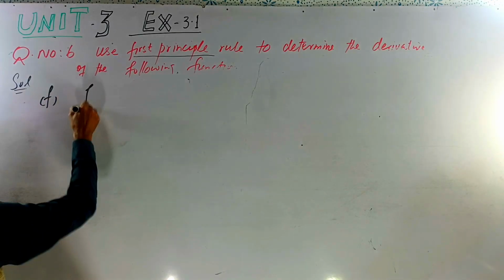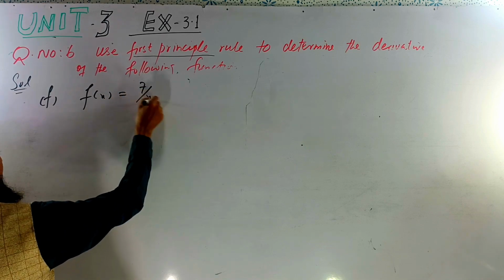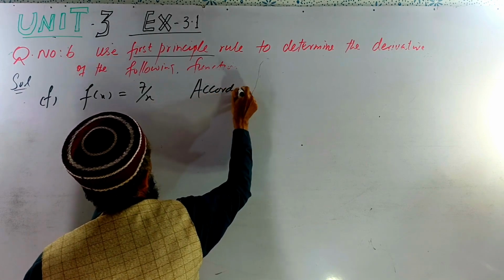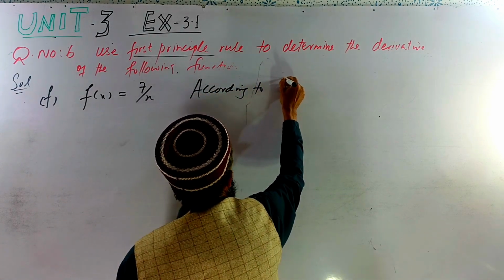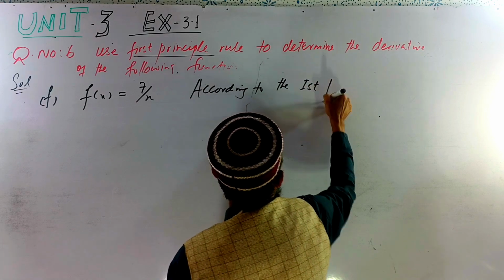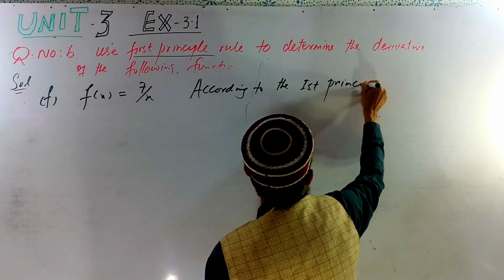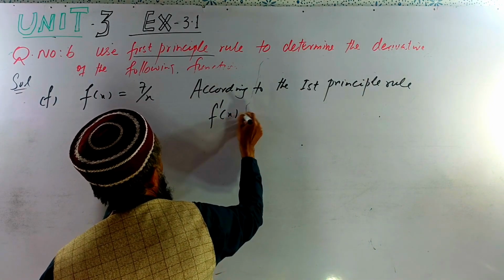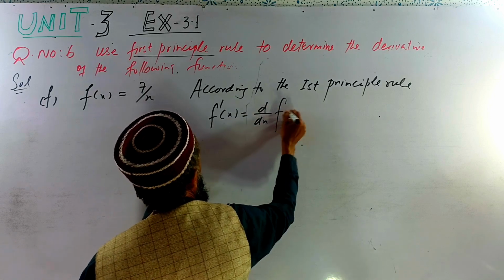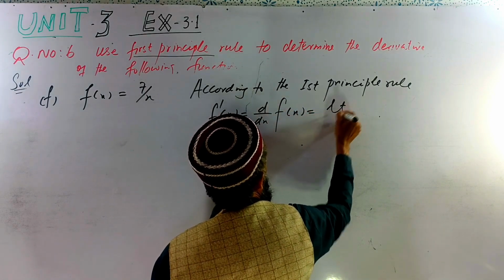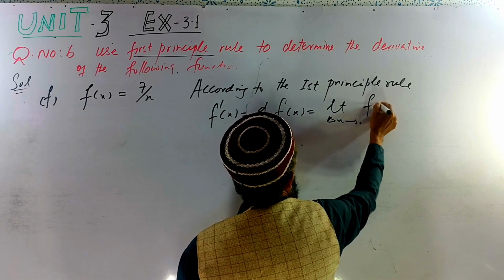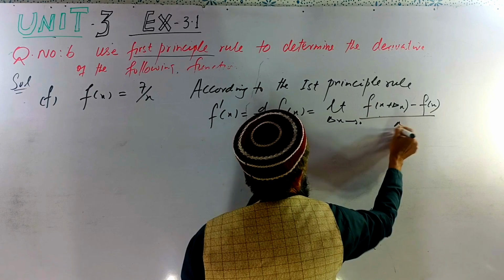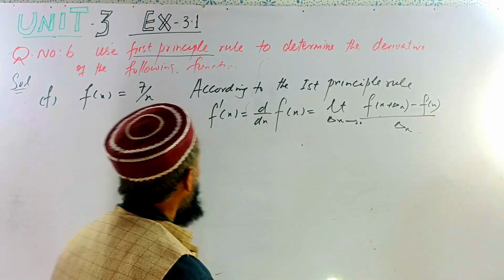Similarly, f of x is equal to 7 by x. Now, according to the first principle rule, f dash x is equal to dy by dx, which is equal to limit delta x tends to 0 of f of x plus delta x minus f of x divided by delta x. This is called the first principle rule according to the definition.